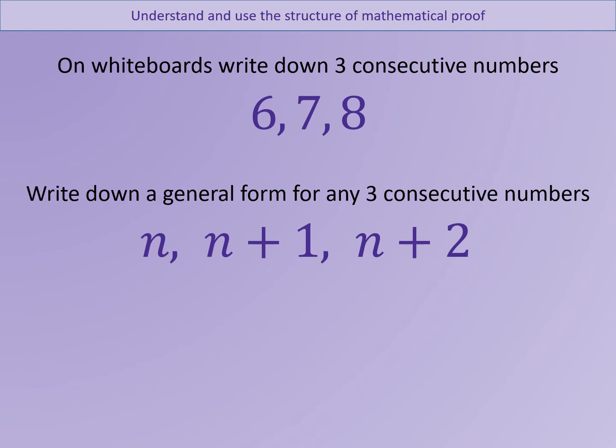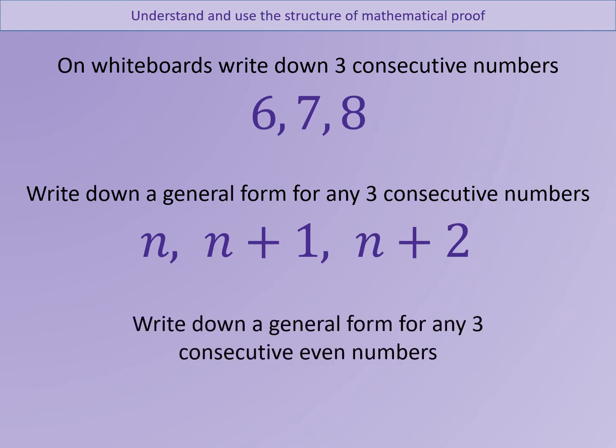So to finish off, please, can we write down perhaps the most straightforward general form for 3 consecutive even numbers, please? Write that down now for me. You'll notice that I'm still using N as my letter. That's mainly because it's the most commonly used letter when we are dealing with this topic.